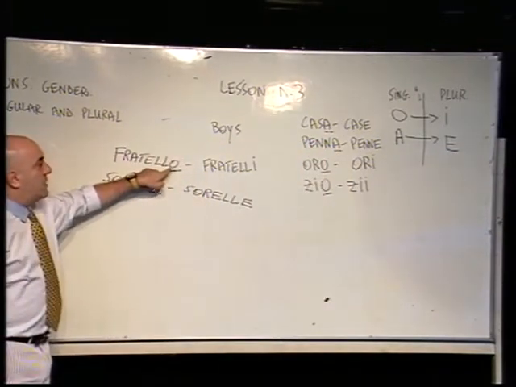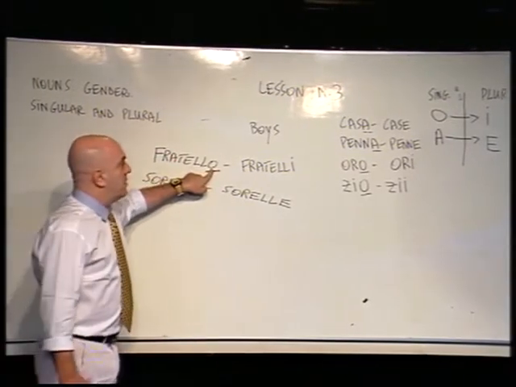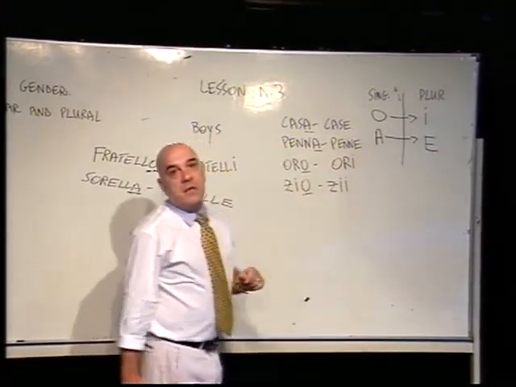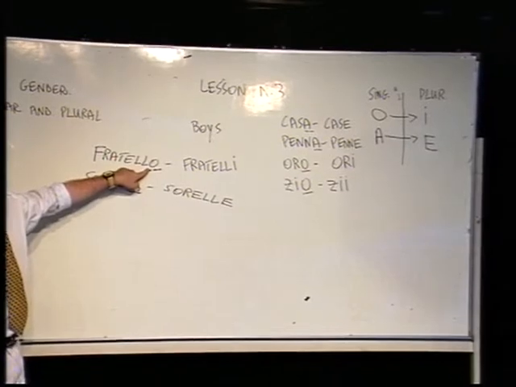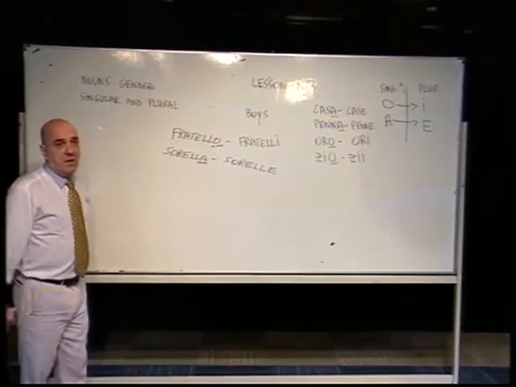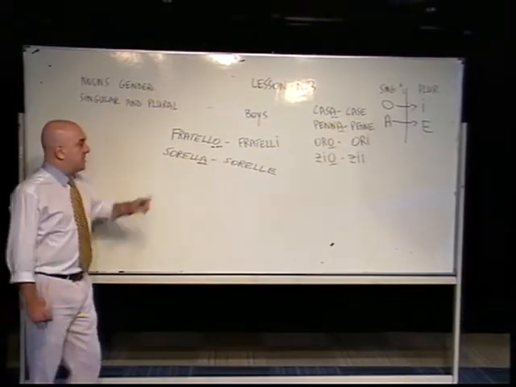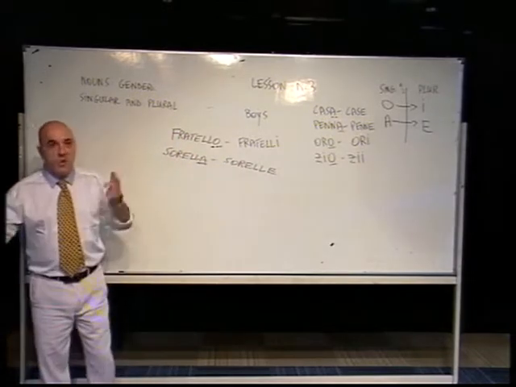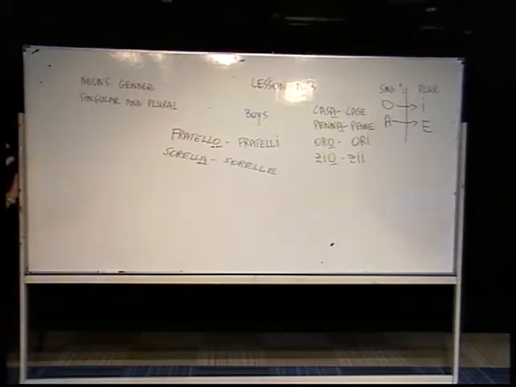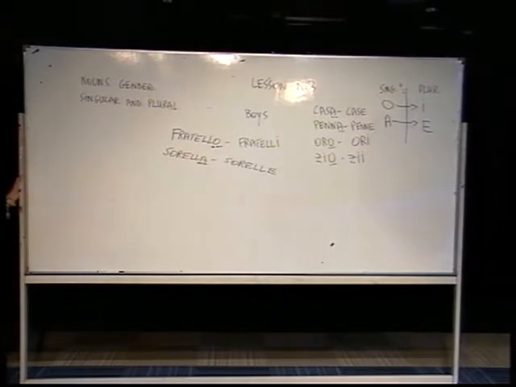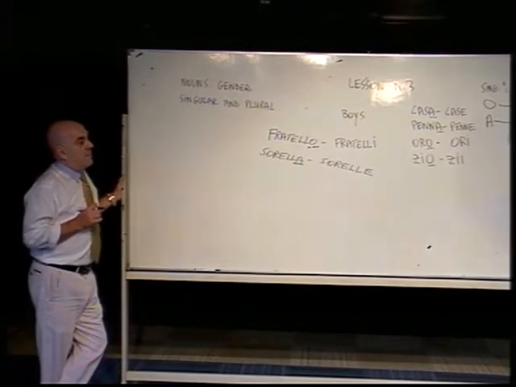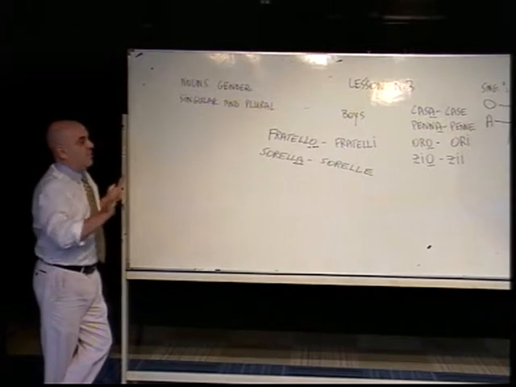O, fratello, masculine word, singular, replace with the letter E to make the word plural. Fratello, one brother, fratelli, more than one, can be two, three, four, five, six, seven, no limit. Sorella, one sister, sorelle, two, three, four, five, six, no limit, sisters. Last example, then I want you to practice and find words, masculine or feminine, and you will practice from singular to plural.